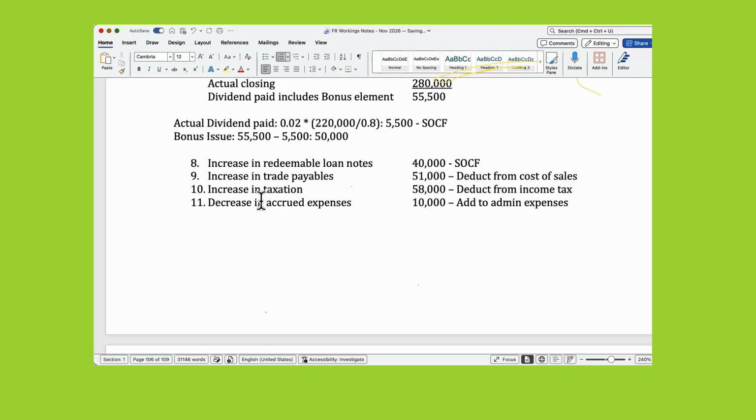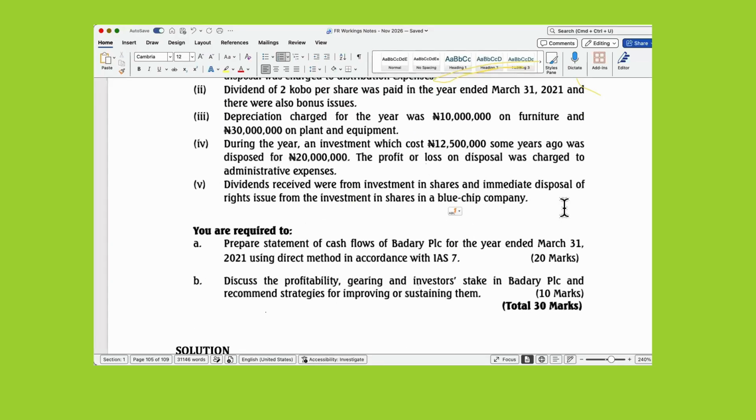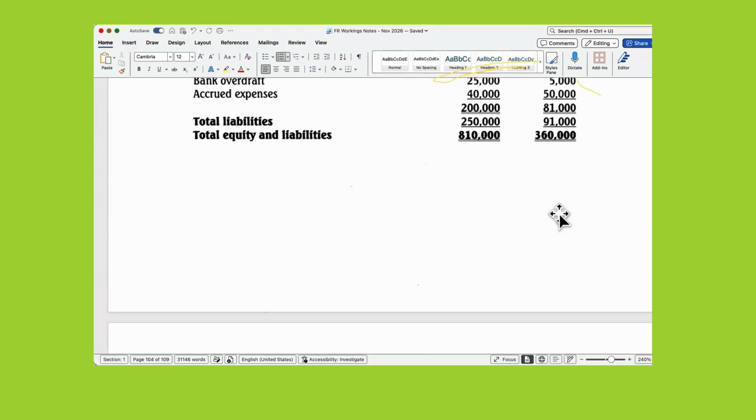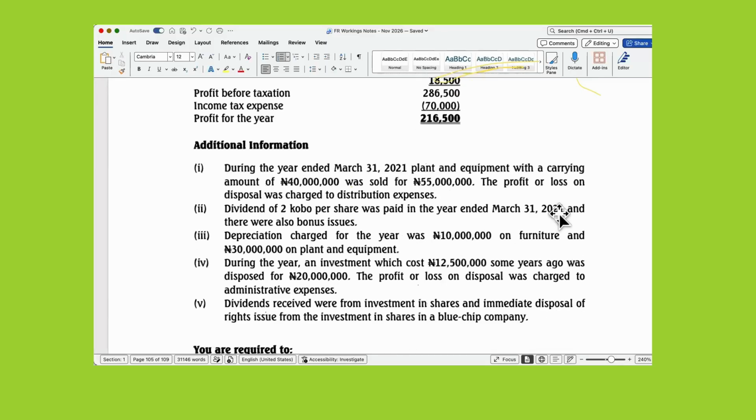Since all these other increases in liabilities we're deducting, this decrease you should add. If you don't know the logic, me adding it to admin is because it's an accrued expense. It will have been related to one of the expenses. Since they didn't give me any line item of expense relating to this one, even if you add it to distribution, you're still good. And that is all. So as far as I'm concerned, I'm done with this cash flow statement because I've done the major work.